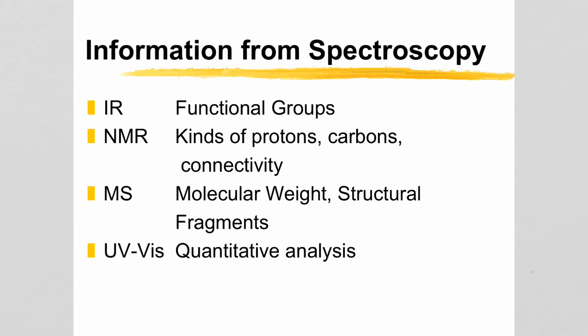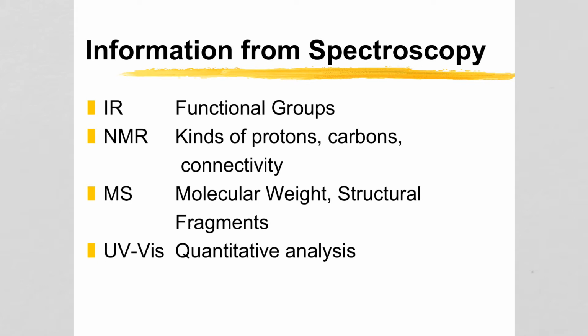NMR can tell you the kinds of hydrogens and carbons in a molecule, which is great for organic molecules, which are mostly carbon and hydrogen, and it can also tell you how they're connected together. So it's a really important method that we'll talk about a lot. Mass spectroscopy can tell you things like the molecular weight. It also can tell you some things about structure, such as whether a molecule has methyl, ethyl, or benzene groups in it. It's also very much used as a comparative method.